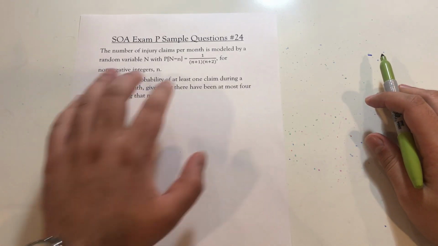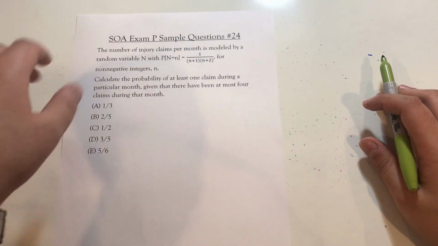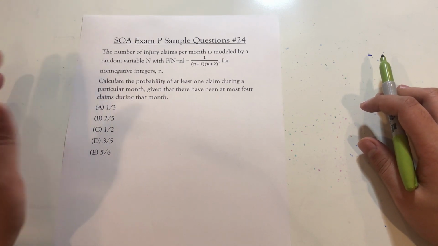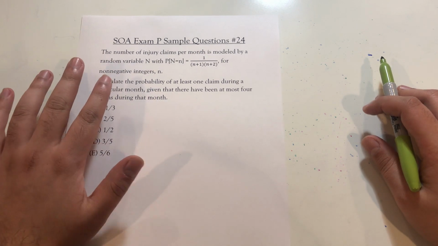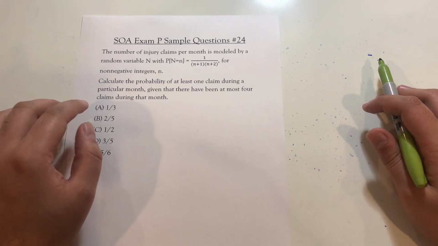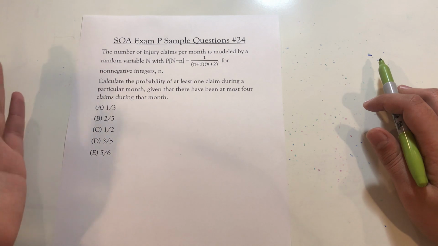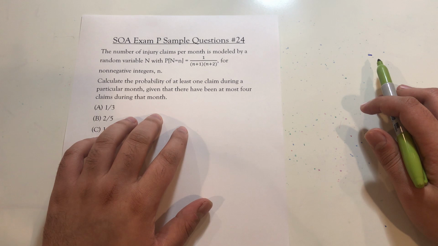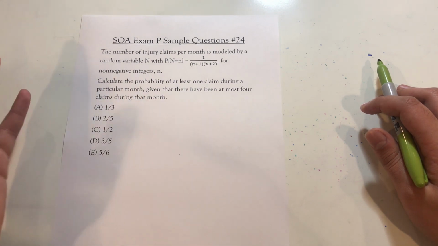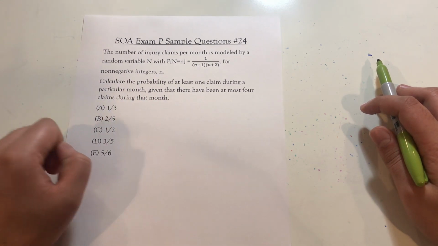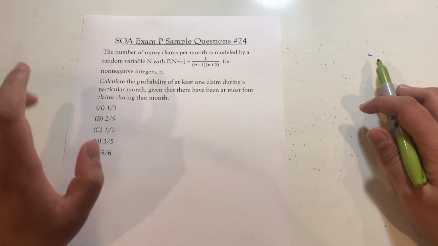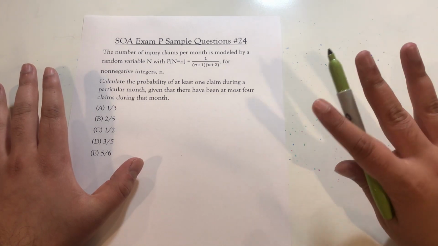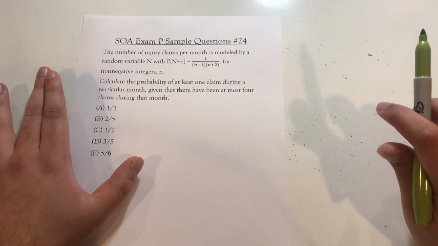So in this video, we're going to go through sample question 24 from the Society of Actuaries Exam P list of sample questions. The question reads: the number of claims per month is modeled by a random variable N with probability P(N = n) equal to 1 over (n+1)(n+2) for non-negative integers n. And we want to calculate the probability of at least one claim during a particular month, given that there have been at most 4 claims during that month.